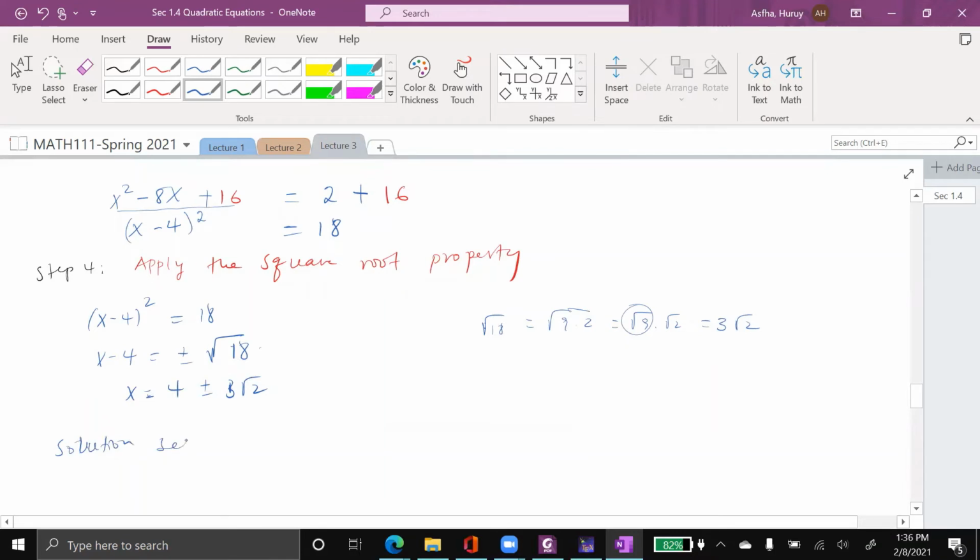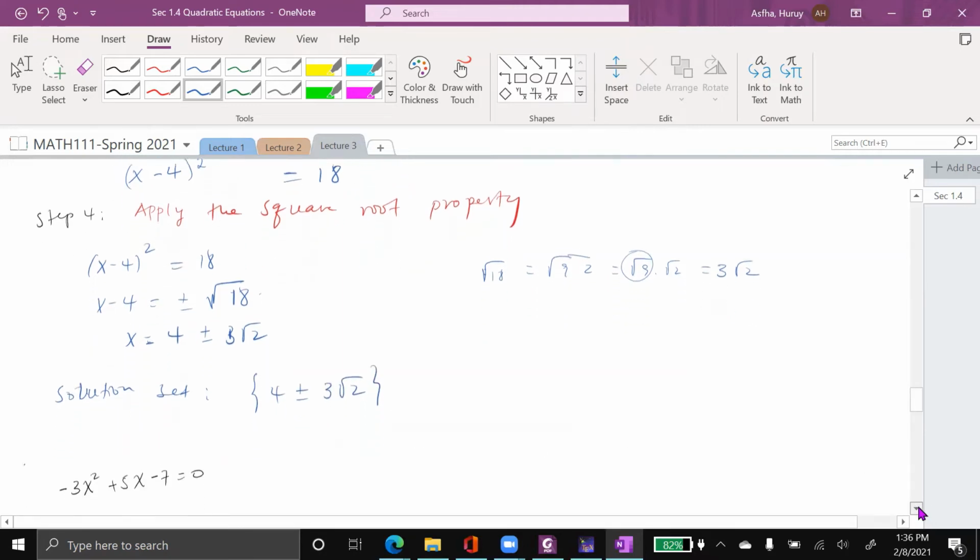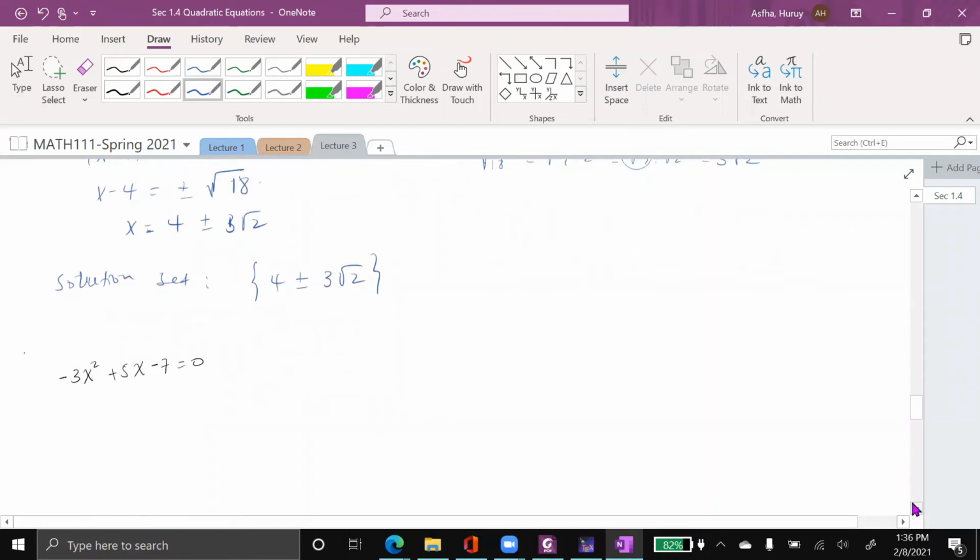The solution set to this is 4 plus or minus 3 root 2. Okay, so this is how we complete the square and then apply the square root property to solve a quadratic equation. Okay, and we have another example here.